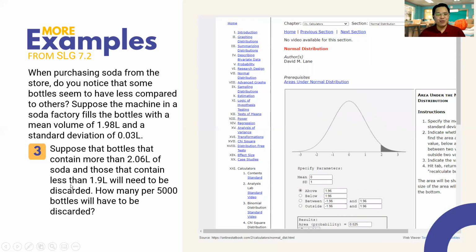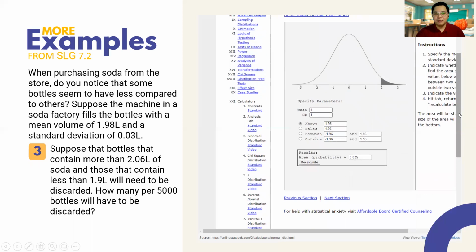Suppose that the bottles that contain more than 2.06 liters of soda and those that contain less than 1.9 liters will need to be discarded because they're either beyond the acceptable standard or below it. How many per 5,000 bottles produced by the factory will have to be discarded? This is a two-tiered question. We need to find the proportion first, and then use the data that 5,000 bottles are produced, to find how many of those 5,000 will have to be discarded from the market.